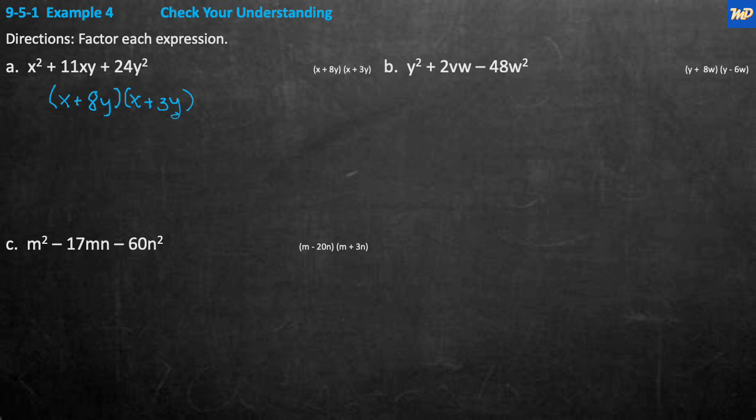And that's done. If you do it back, you'll see it's 8x times x is x squared. x times 3y is 3xy. And then the inner 8y times x is 8xy. And then finally at the end you have 8y times 3y is 24y squared. And the 3xy and the 8xy add together and you get 11xy. It's really just that simple.